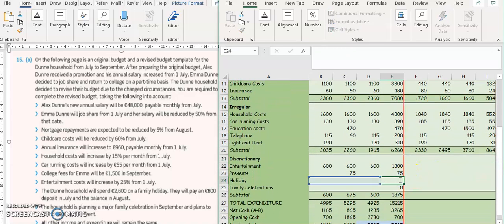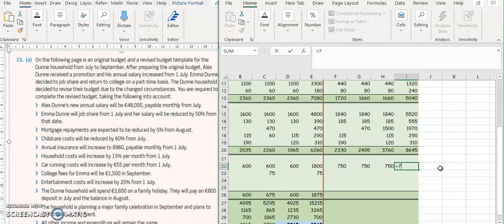And the last one then we have is our discretionary. So entertainment costs will increase by 25% from the 1st of July. So our entertainment costs are 600 at the moment. So they're going to increase by 25%. So you're going to multiply that by 25%. So it's going to increase by 150. So now you're going to add the 150 onto the 600. So entertainment costs now are going to be 750.